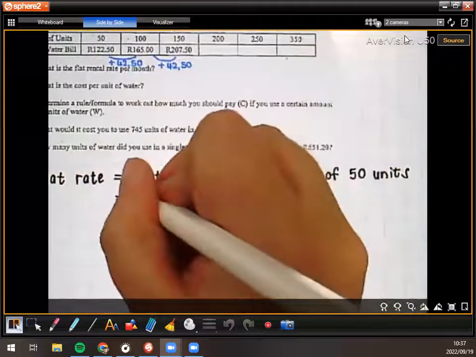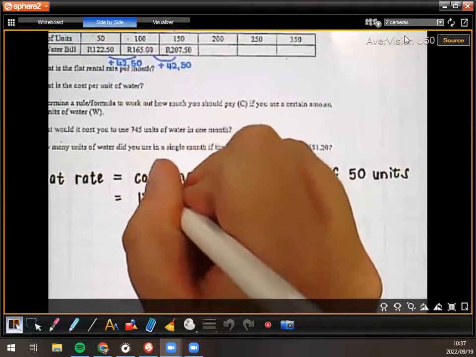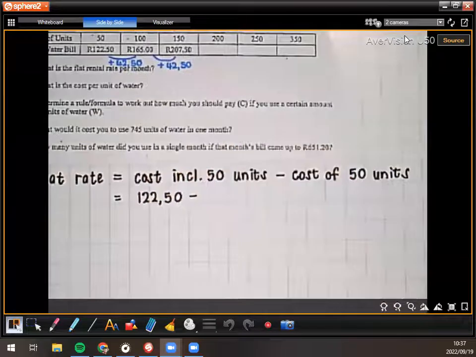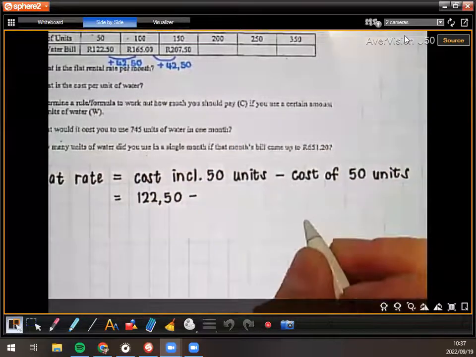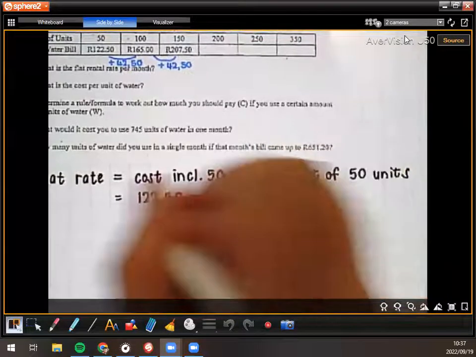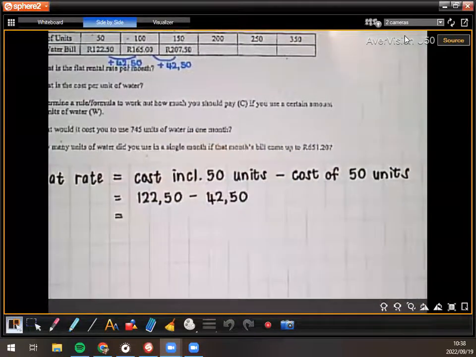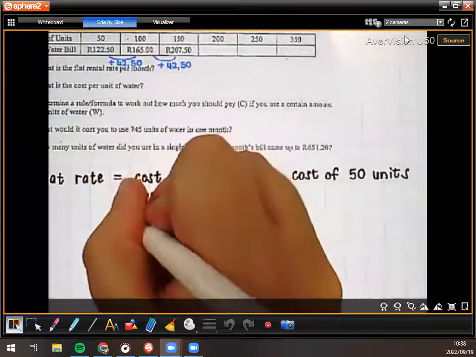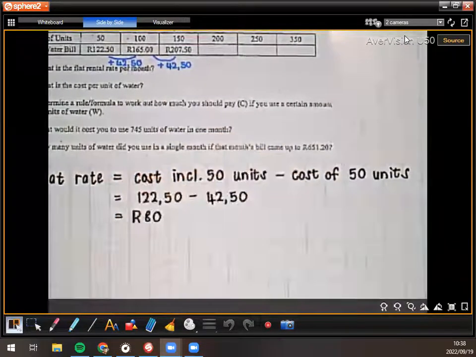So that was 122.50 minus, how much do we pay for 50 units again? 42 rand 50. Okay, what's that? 80 rand. Okay, so that was the flat rate in this case. All right, 80 rand. You're always going to pay 80 rand, regardless of how many units you've used.